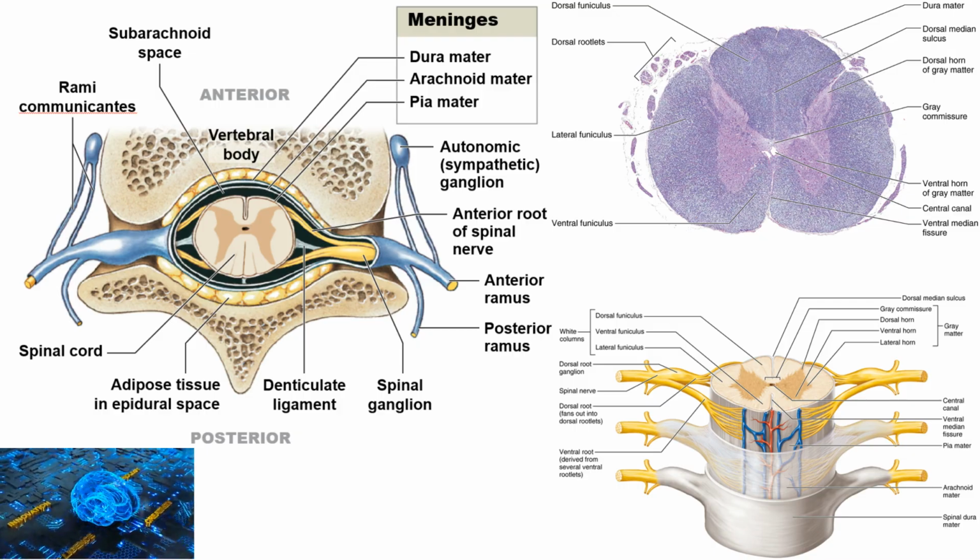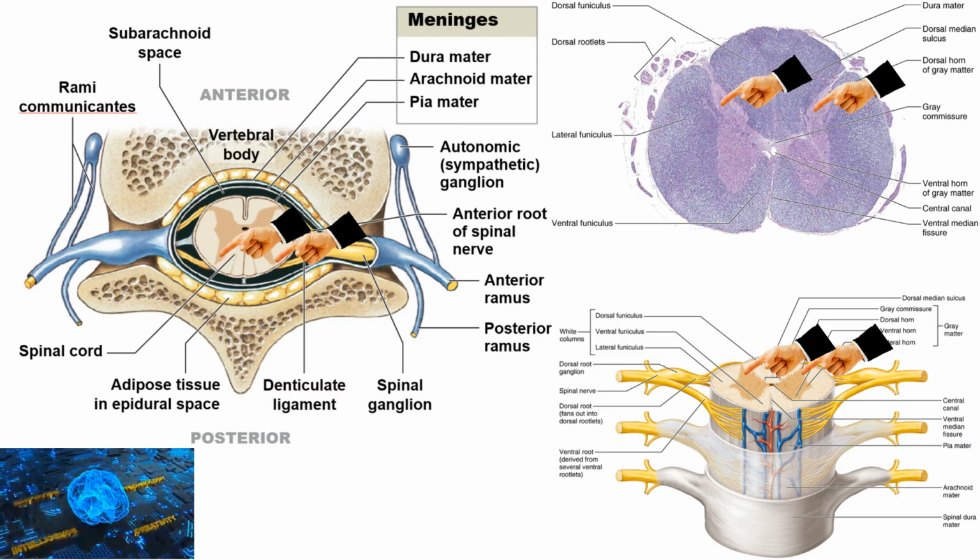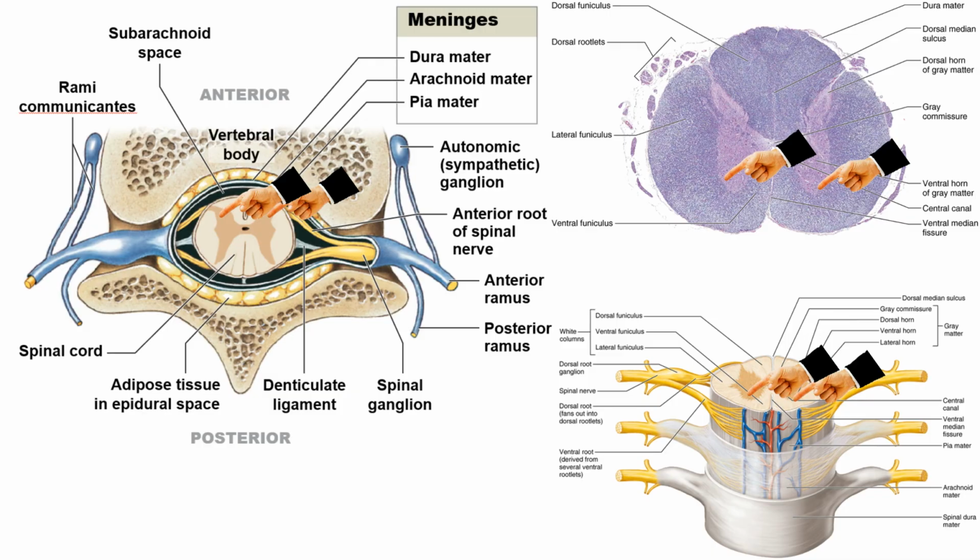Now, let's go inside. Looking at a cross-section, we first identify the gray matter. Note the dorsal horns, the ventral horns, and the lateral horns. Connecting these is the gray commissure, which surrounds the central canal.